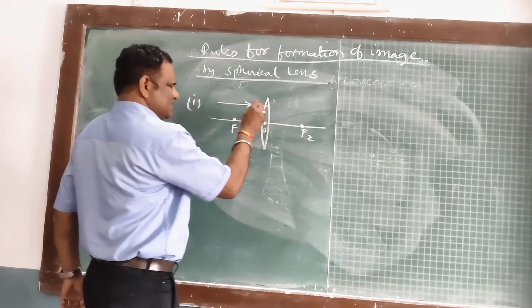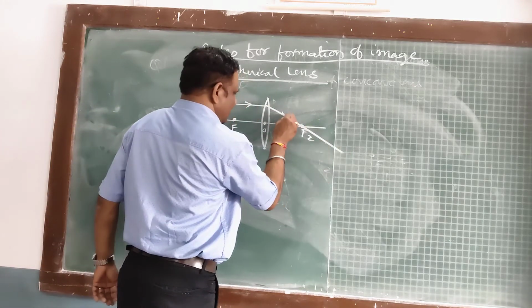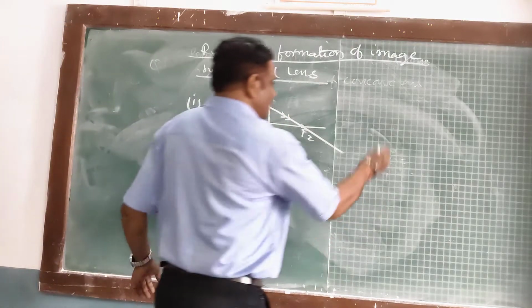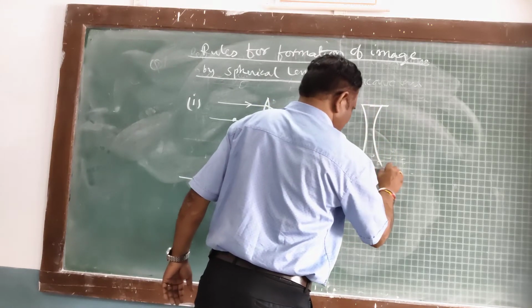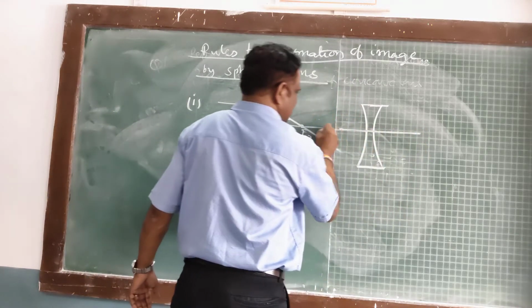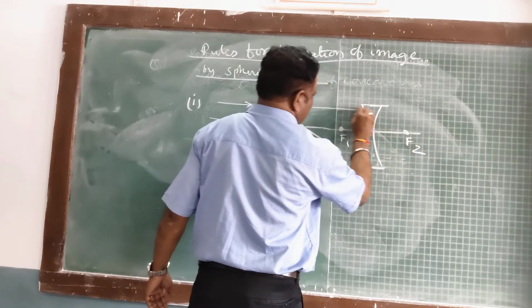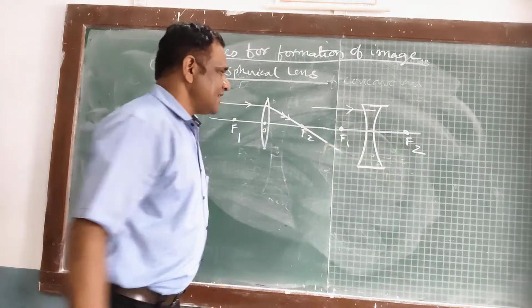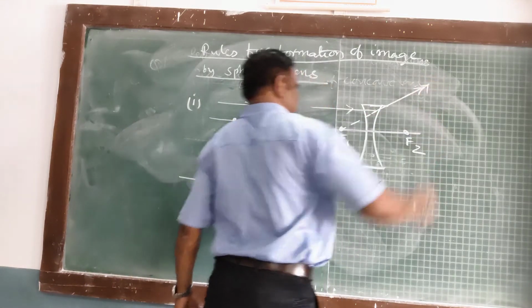Now what the rule says: when incident rays are parallel to the principal axis, after refraction they will definitely pass through the focal point. What is the corresponding rule for concave lens? Here is a concave lens. Again we will say this is F1 and F2 respectively. When incident rays are parallel to the principal axis, after refraction, they will appear to come from the focal point.